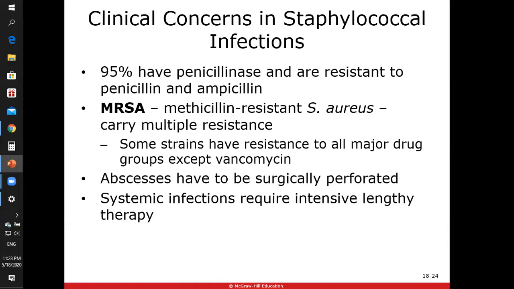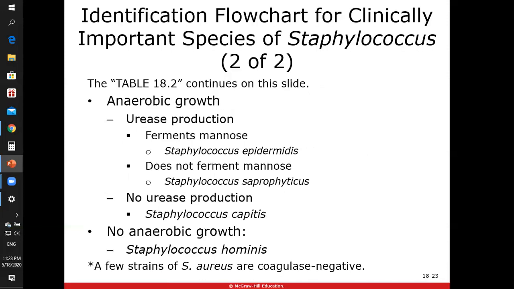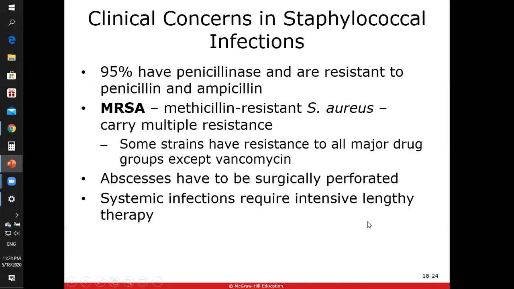which is slide 24. It talks about MRSA. So 95% have penicillinase and are resistant to penicillin and ampicillin. What they were talking about is Staph aureus, and they say a few strains of Staph aureus are coagulase negative, but 95% of the Staph aureus have penicillinase and are resistant to penicillin and ampicillin.